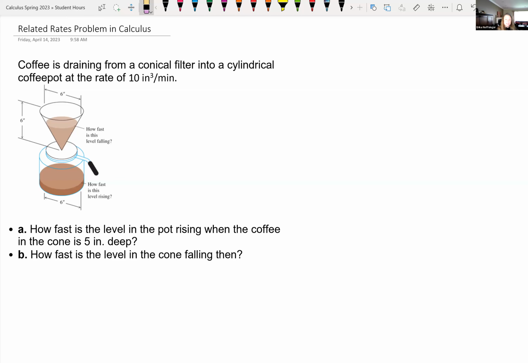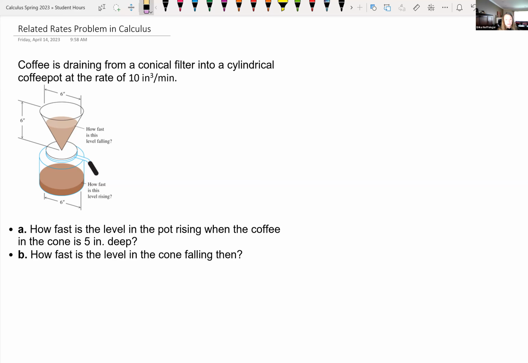In front of us is a related rates problem from a Calculus 1 course. The problem says that coffee is draining from some conical filter into the cylindrical coffee pot at a rate of 10 inches cubed per minute. Reading through that, I noticed that some of the information I'm going to need is given to me.